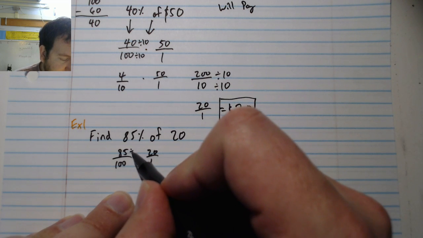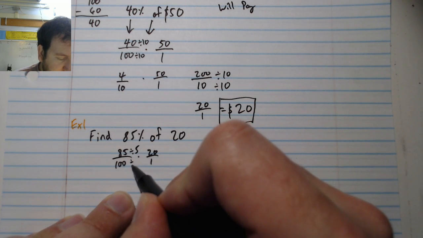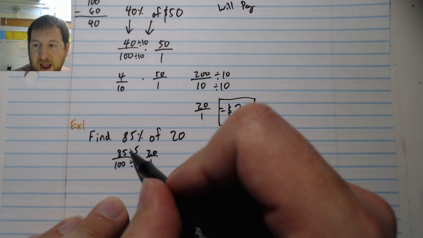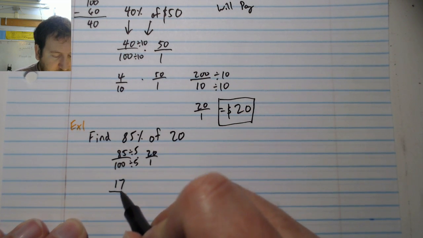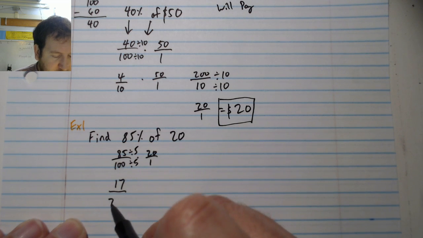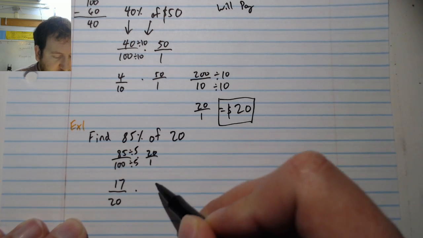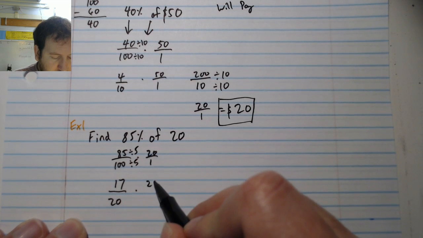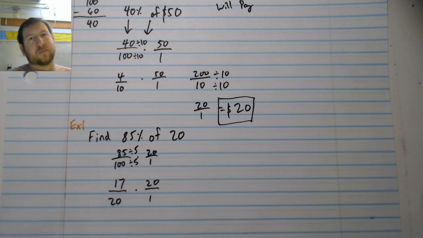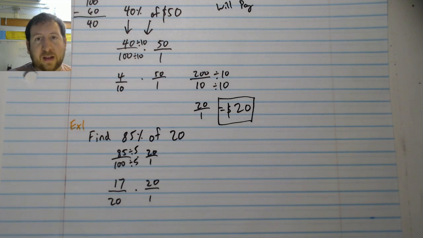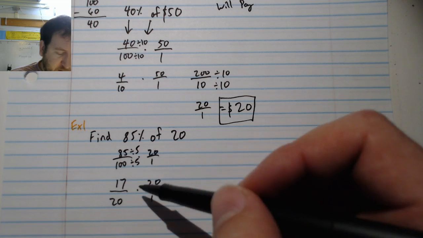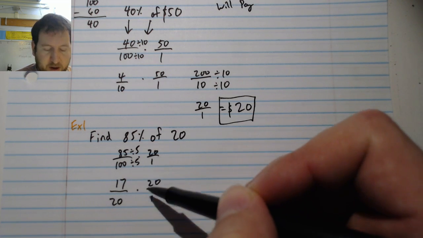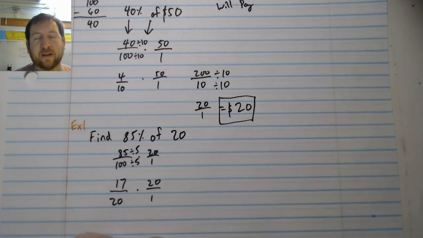But this one, I can definitely see that 5 can fit into both. And 85 divided by 5 is going to give me 17, and 100 divided by 5 is going to be 20. So now I have 17 twentieths times 20 firsts. Now, something is kind of cool in this step that I can do that I can't often do. Whenever I'm multiplying fractions, I can really think of both of these as the numerator and both of these as the denominator, kind of together.